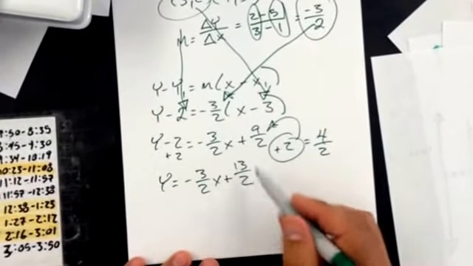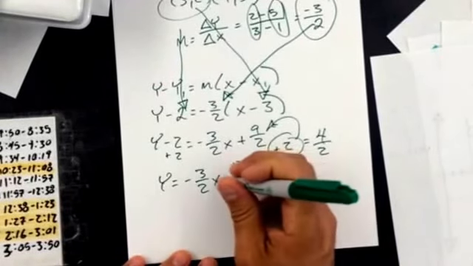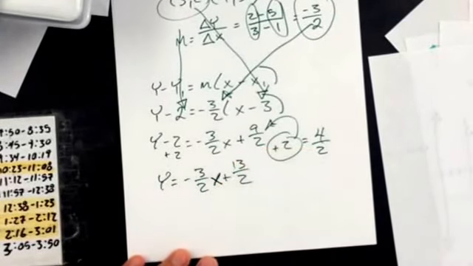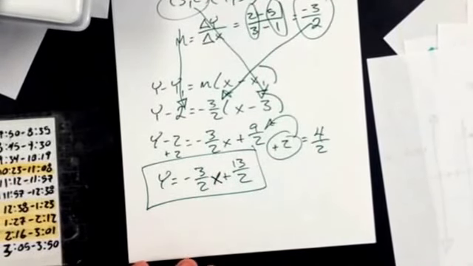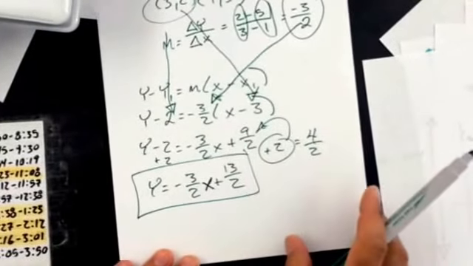Do not make this a mixed number, ever. Never ever make mixed numbers in my class. Please leave it like this. That's the best way to have it. This is the equation of the line. The equation of the line in slope-intercept form. Okay? So that's what you do when you have 2 points.